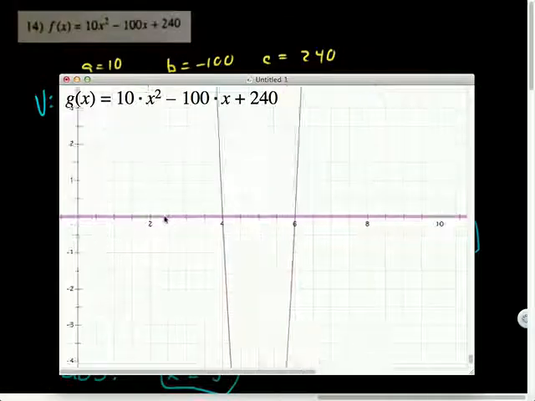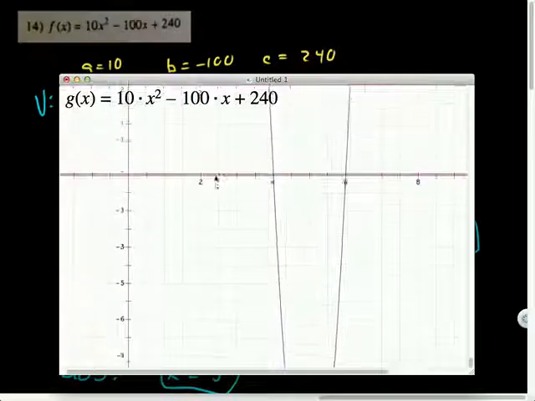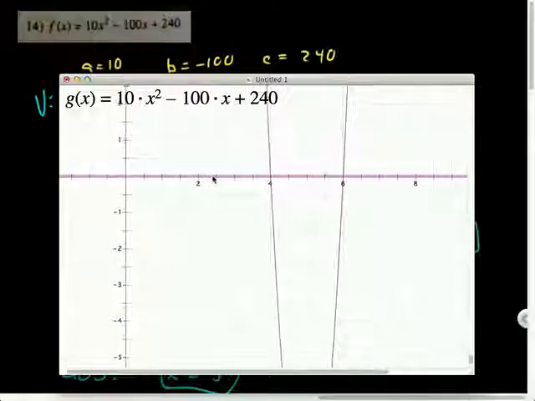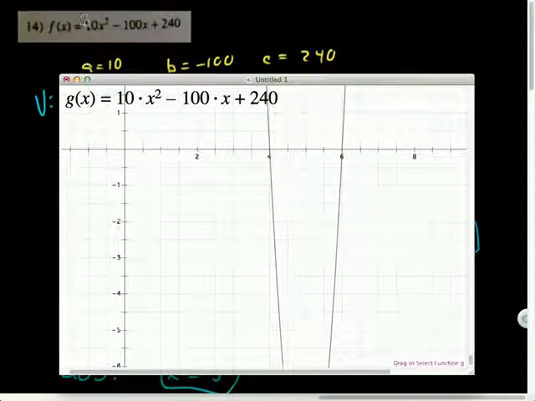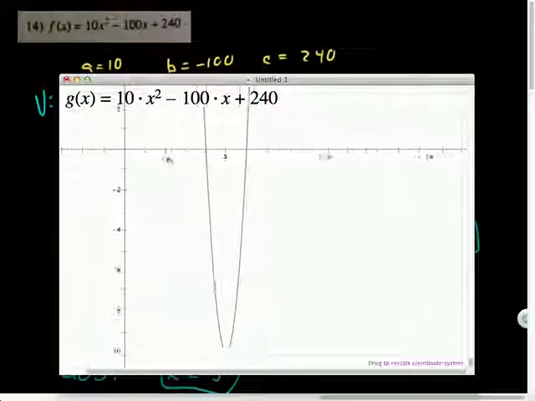Not bad. And where did we say our vertex was? At negative 10. What do you know? And that's a skinny parabola because, notice, it's growing by a factor of 10. It's stretched, right? Massively stretched. So there you go.